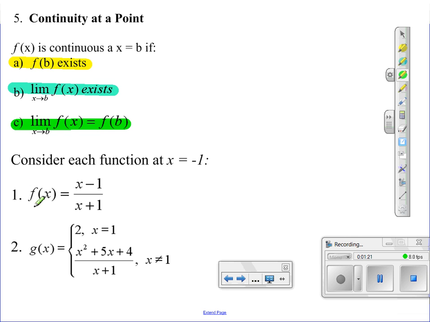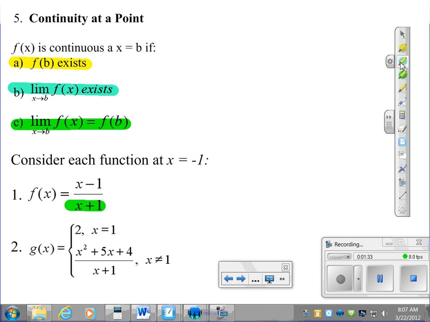So let's consider question 1 here. If we put in -1, we see that there would be 0 on the bottom. That would make it a vertical asymptote at -1. We would call that an infinite discontinuity.